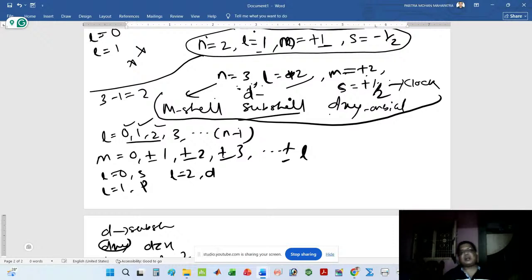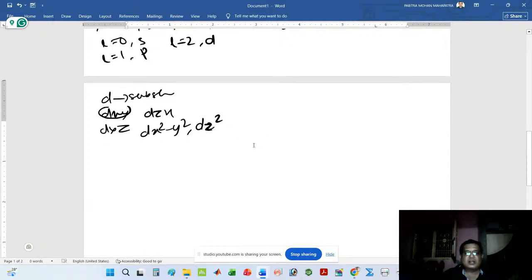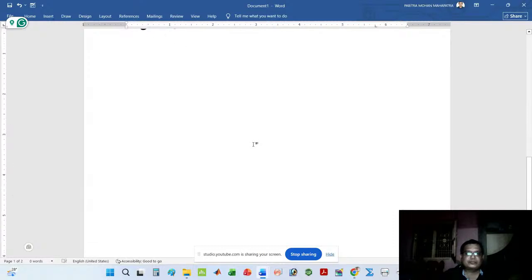Now tell me the address of the electron. The electron is present in the M cell. The M cell has three subcells: S, P, D. Among the three subcells, the electron is present in the D subcell, and that electron also belongs to the dxy orbital. This is the actual address of the electron.